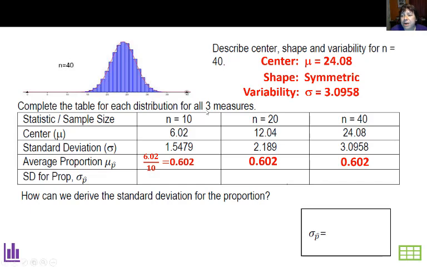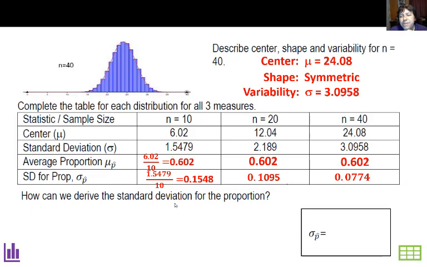If I go ahead and divide this value, that standard deviation, by 10, I get 0.1548. Let's go ahead and divide the next one by 20, 0.1095. And then the last one by 40, 0.0774. So what we're noticing, and it kind of shows in the picture, is that the proportional standard deviation is tightening up with larger sample sizes, and that kind of makes sense based on the shapes you saw. So where's this coming from?